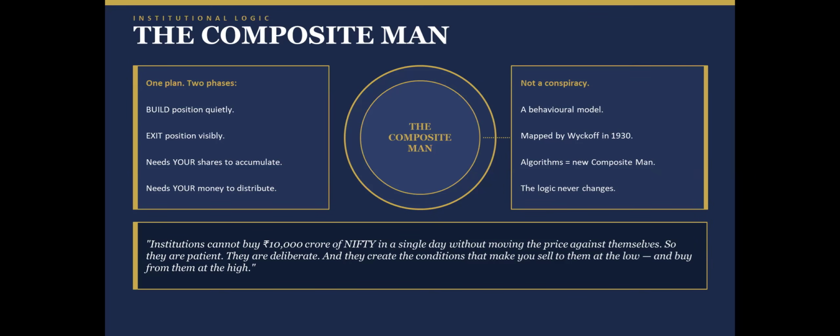Whenever you see good news or bad news, it is not necessary that you have to take a trade based on that news. You have to find out the structure, whether it is supporting the news, whether it is appropriate as per your view. I don't check the news. I just check the chart. If it is giving me an entry signal, I will buy, or I will sell, whatever is the signal. If it is a sell signal, I will sell. If it is a buy signal, I will buy. So composite men always need your shares to accumulate and your money to distribute, and they will provide the news accordingly. And it is not a conspiracy, it is a behavioral model.